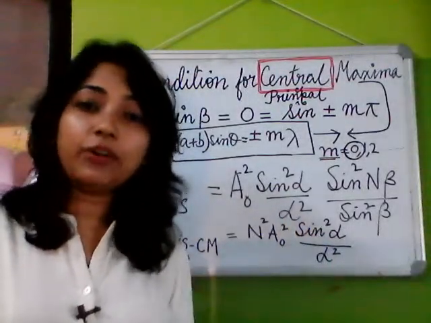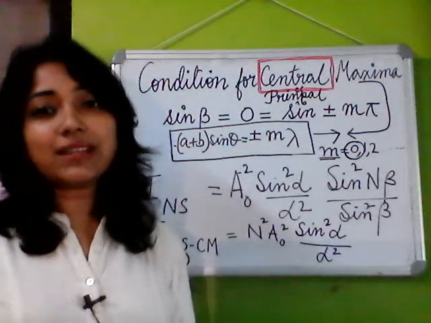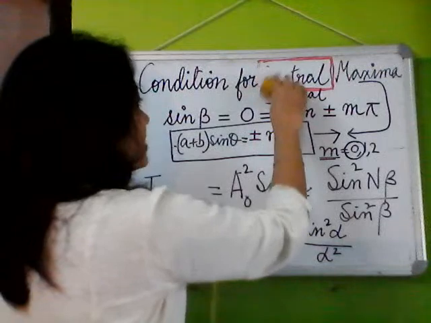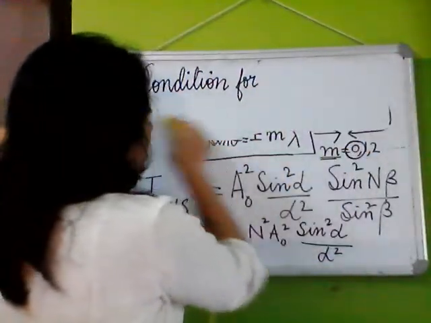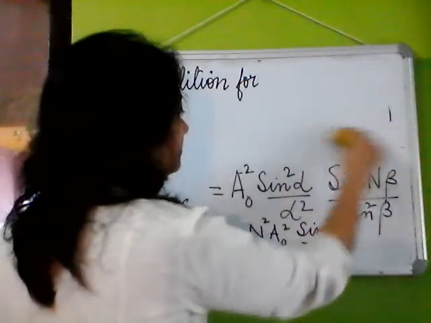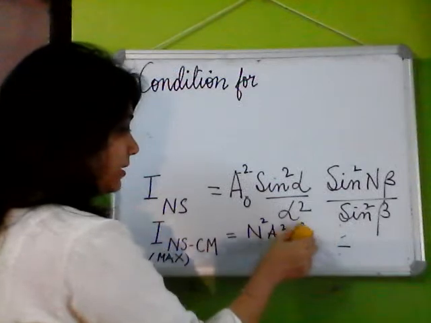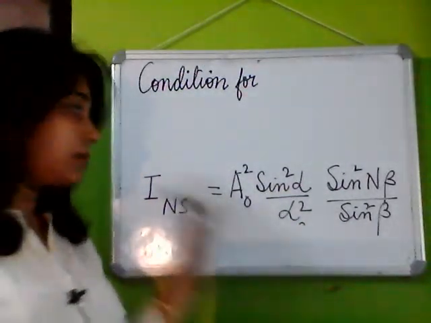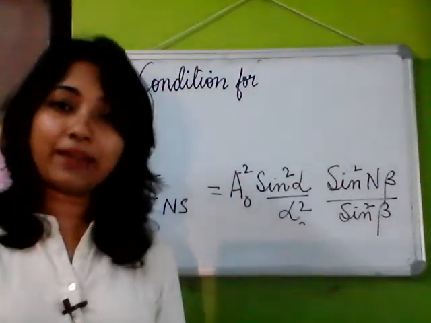Now it is time for us to move forward to see the next conditions. As the next condition, what we will be considering is the condition for minimas now. So the next thing that we are going to discuss would be the conditions for minima. One more thing I would like to remind all of you, or rather show you over here, that when we have calculated this, this is the so-called intensity of the N-slit diffraction pattern.